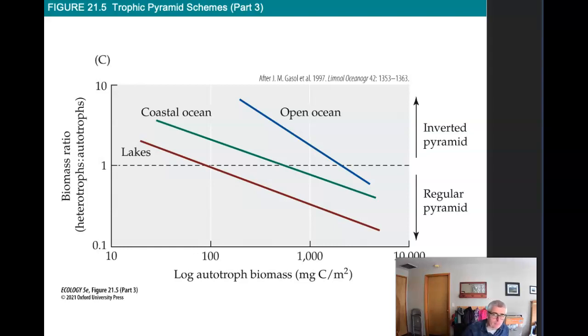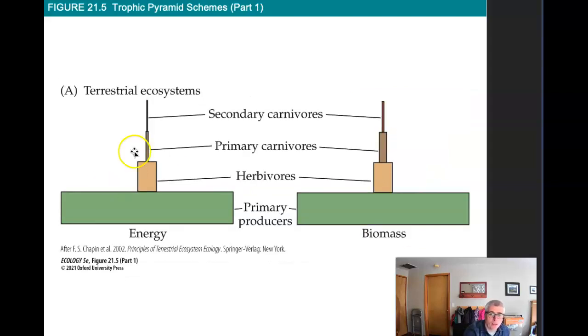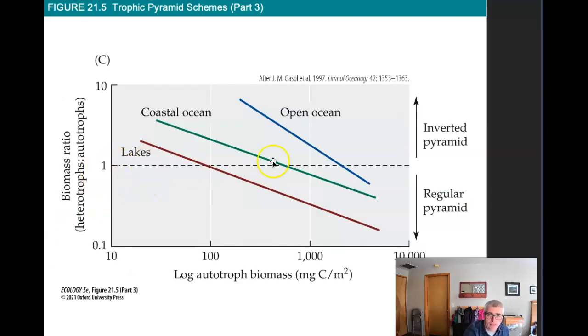nutrients via upwelling. And so here we can look at 3 different aquatic and marine systems: open ocean, coastal oceans, and lakes. If the biomass ratio of heterotrophs over autotrophs is greater than 1, we would have an inverted pyramid, meaning if you add up the mass of this, divide it by the mass of this, that answer is going to be greater than 1. Where if we add up the mass of this, divide it by the mass of primary producers, that's going to be less than 1. And so this is the inflection point where we go from a regular pyramid to an inverted pyramid. Here's a log autotroph biomass and then this ratio.